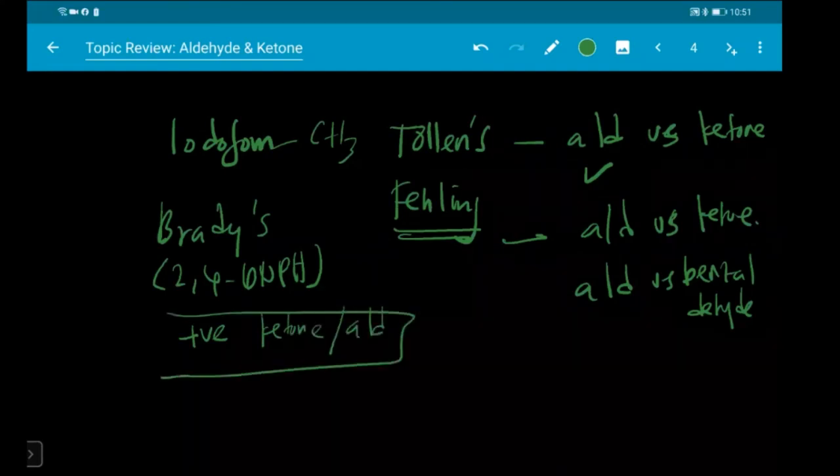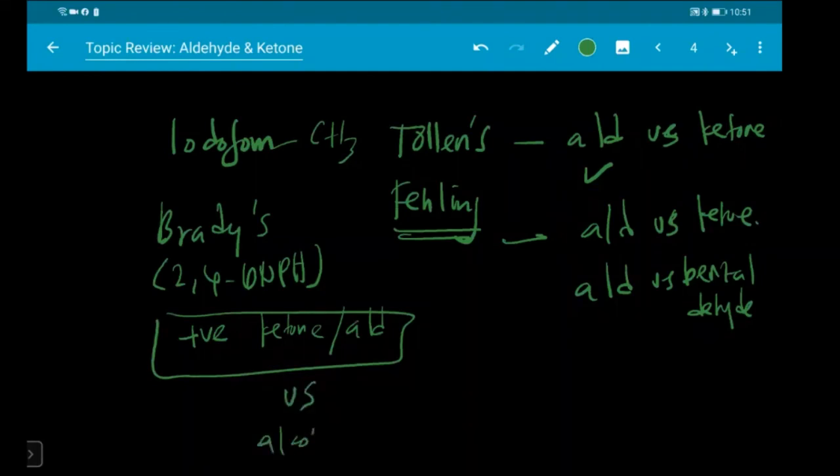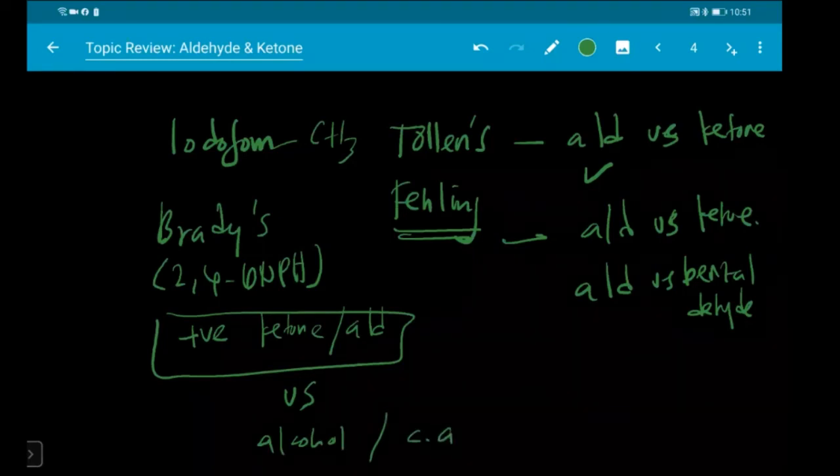So guna dia untuk apa? Okay, untuk compare dengan alkohol ataupun carboxylic acid yang lain. Alright, kena faham berkaitan tu semua.